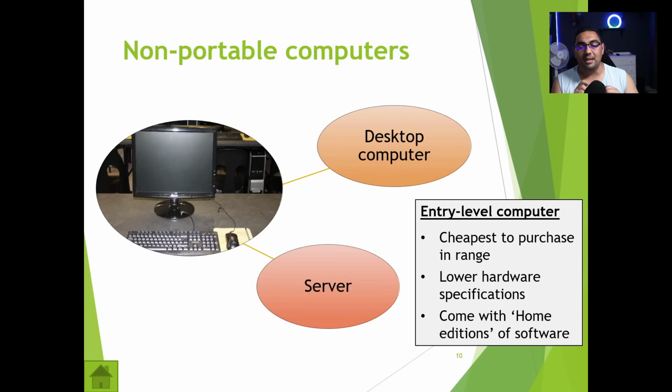But if it's going to be 3 marks, you will have to add the software, the fact that it comes with home edition software. Okay, so the hardware is the lowest spec in that range, or it's the cheapest in that range. The hardware specs are the lowest, and even the software is on the lower end of the scale. That is an entry-level computer. In other words, the most basic one that you can get in that range.